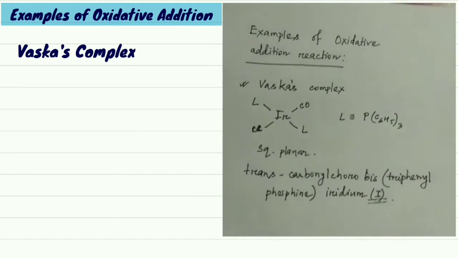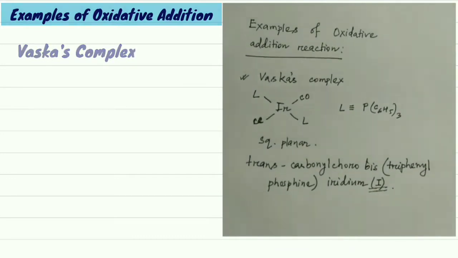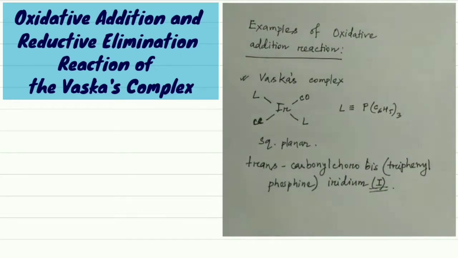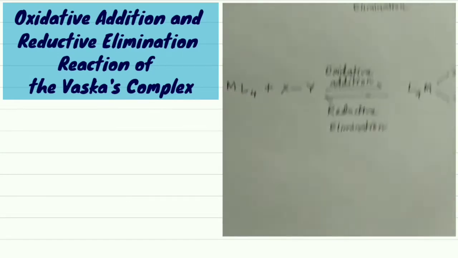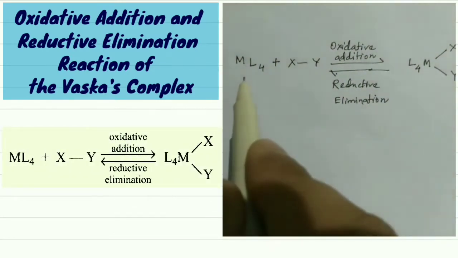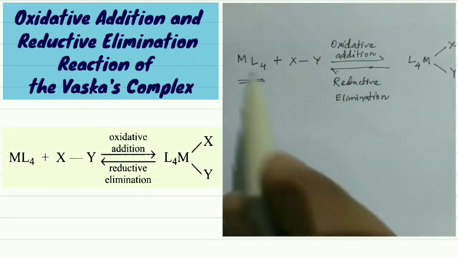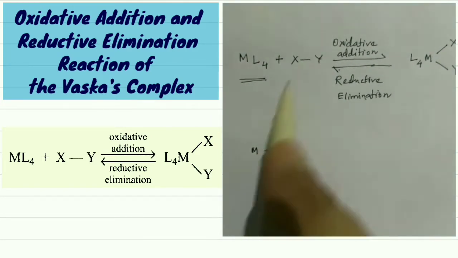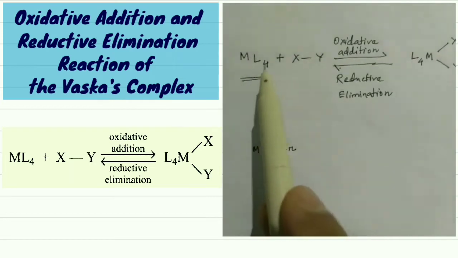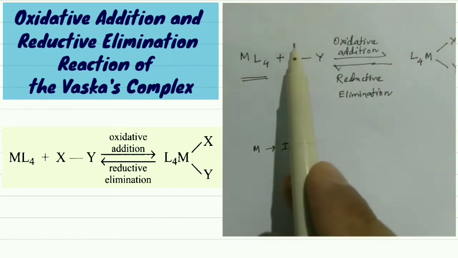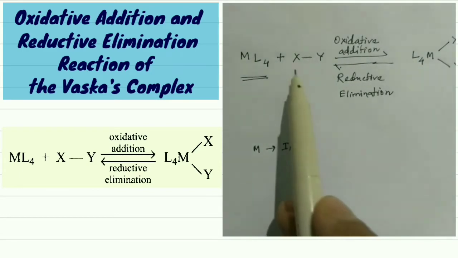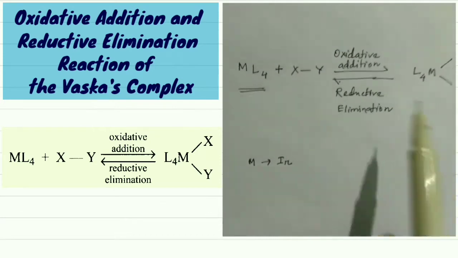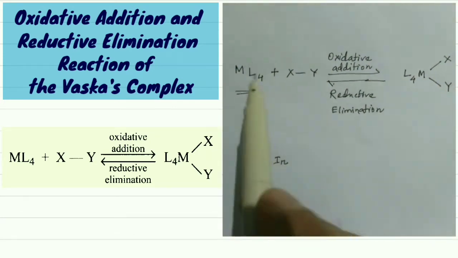So let us now consider the reaction, how it is going to react with some different types of ligands. Let's suppose this is your reaction. Let's suppose this ML4 represents, M is actually your iridium, and L4 is actually one carbonyl, one chloride, and the other two are your triphenylphosphine. Suppose this is your Vaska's complex.